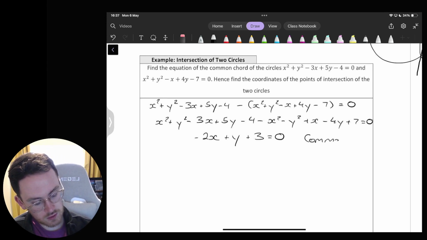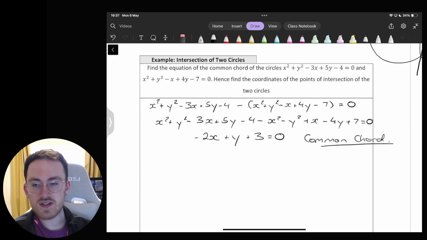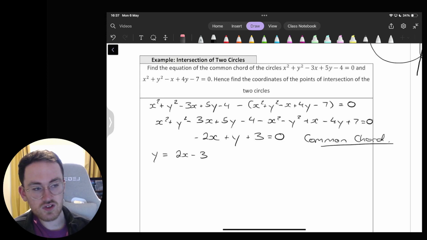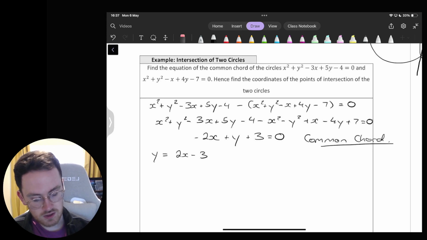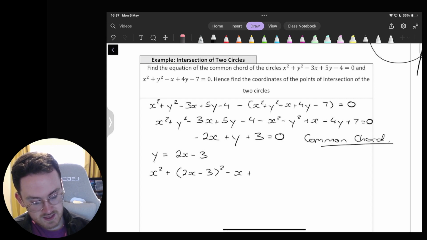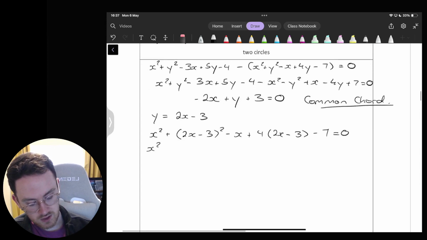Okay, this is the common chord. So I want to find the points of intersection. I need to see where this chord intersects with the circles. So let's rewrite this equation as y equals 2x minus 3, subbing that into either of the circles, so it doesn't really matter which I sub into. I'm just going to take the second one. So x squared plus (2x minus 3) squared. This is the exact same as we did in those first examples. It's the exact same as you would have done when finding simultaneous equations with one linear and one non-linear. So there's nothing really new coming from this part.